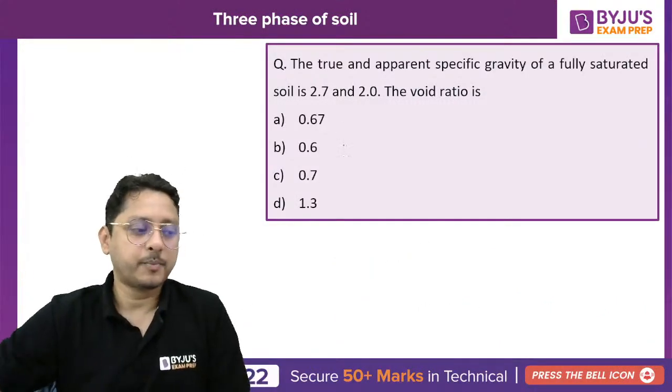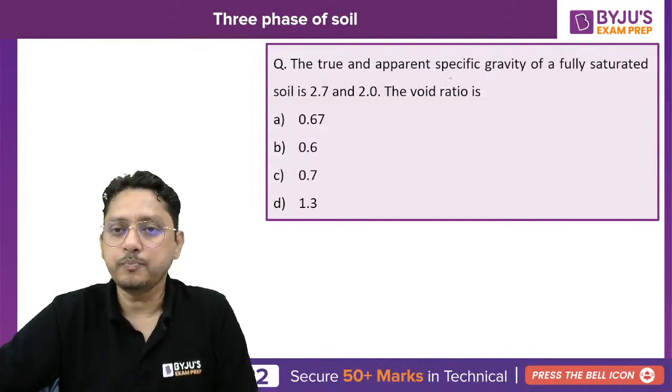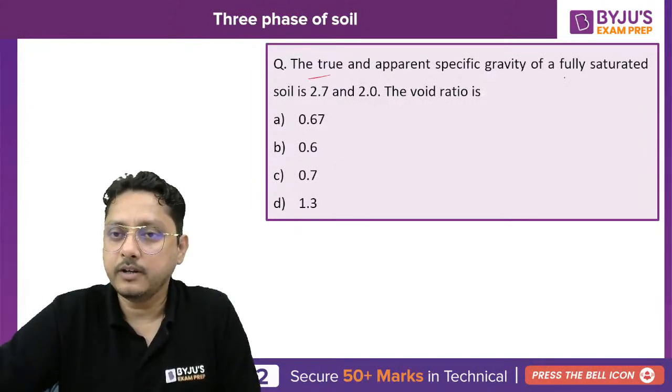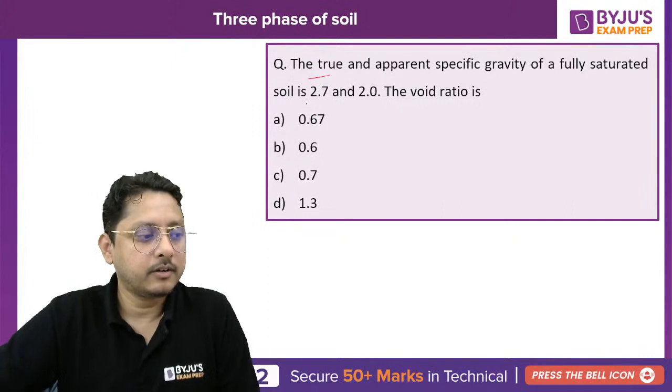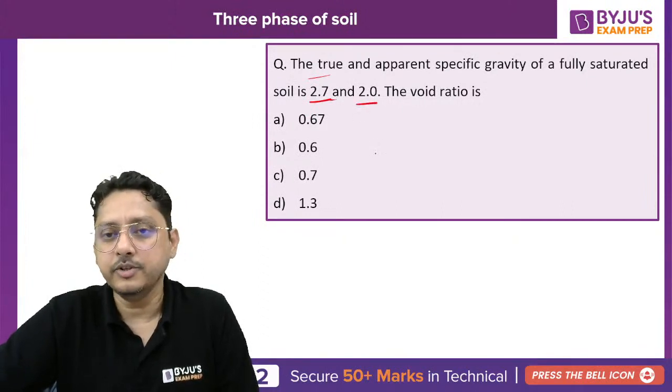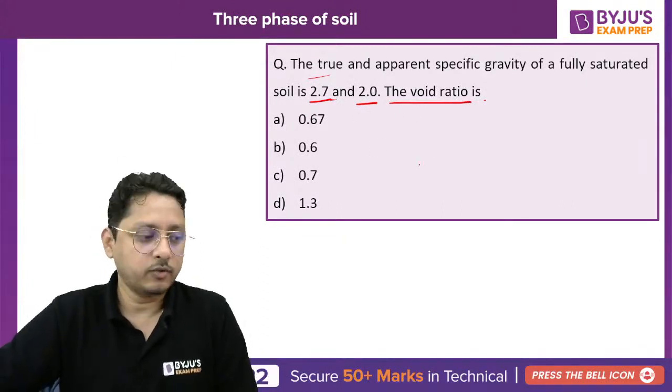Now let us solve a few problems here. The true and apparent specific gravity of a fully saturated soil are 2.7 and 2.0. What will be the void ratio? Can you solve this one?